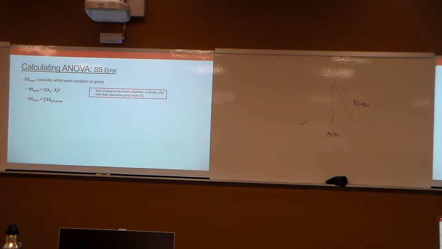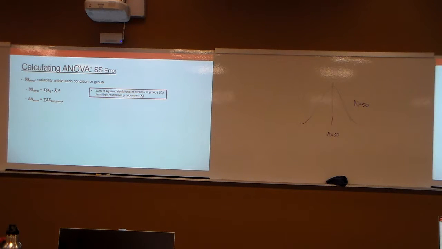What we're going to do now is calculate our error. Our sum of squares error, we're going to conceptualize as the average amount of variability within each condition or group. By definition, this is the sum of the squared deviations of person i in group j subtracted from their group mean.